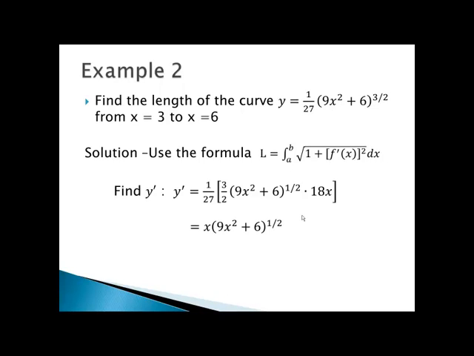Then I'll simplify and find that my derivative is equal to x times the quantity 9x squared plus 6 to the 1/2 power. Then I'll square that derivative and get x squared times the quantity 9x squared plus 6. Distributing the x squared through the parentheses, I end up with 9x to the 4th plus 6x to the 2nd.